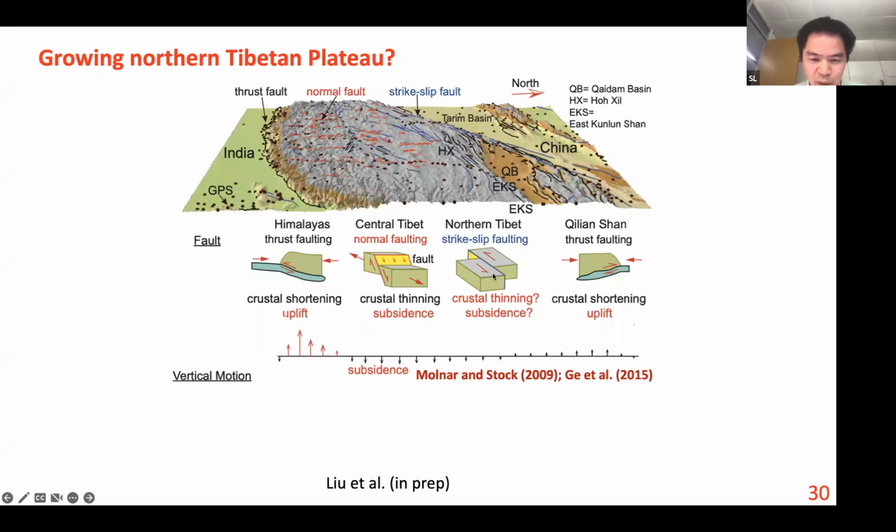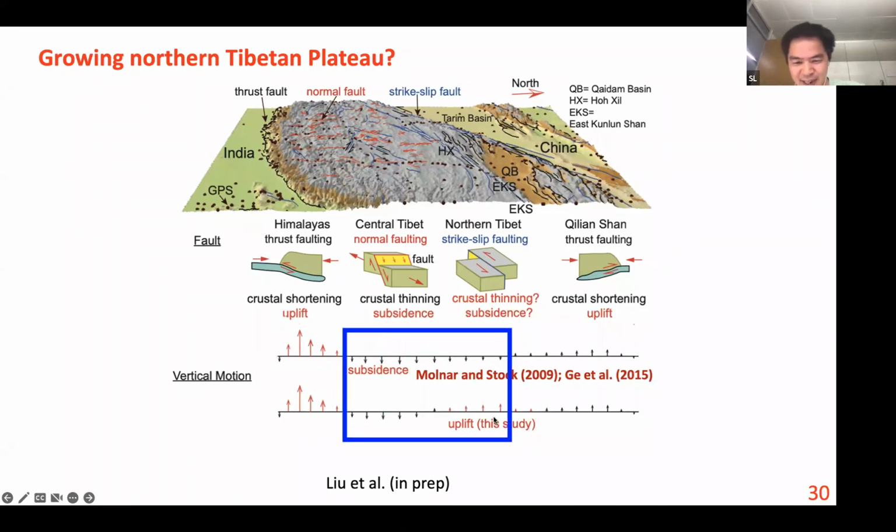And some previous studies propose that the entire Tibet plateau surface, which is 5 kilometers high, should be subsiding. Looks like this. Yeah, subsidence, even in northern Tibet. But now our studies found that northern Tibet should be still growing upward. The difference lies in here.